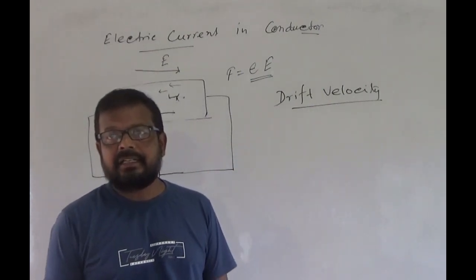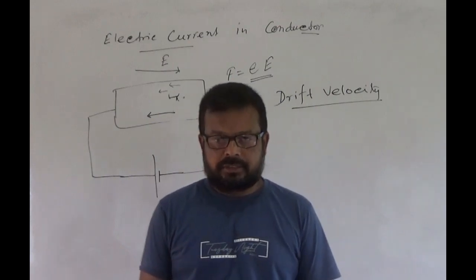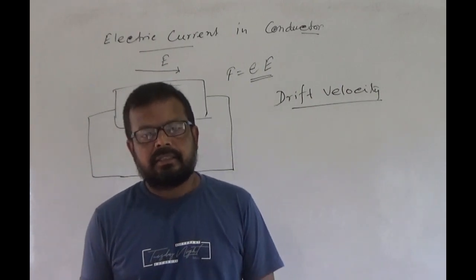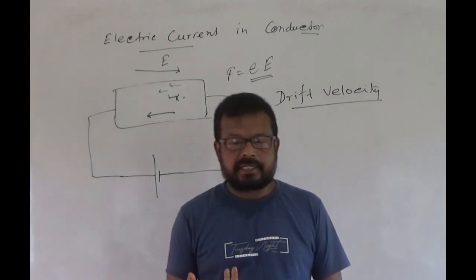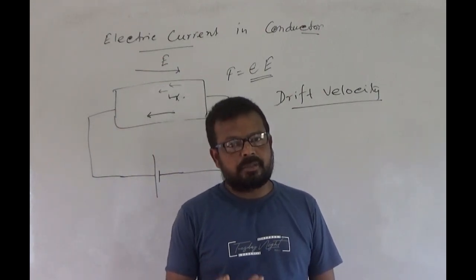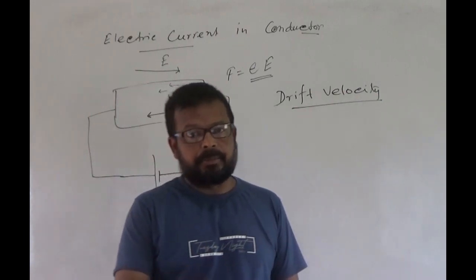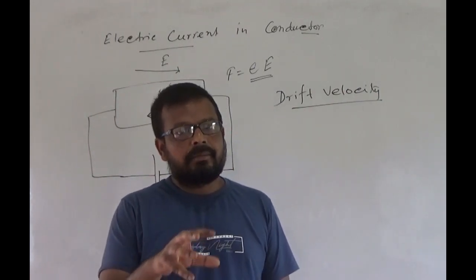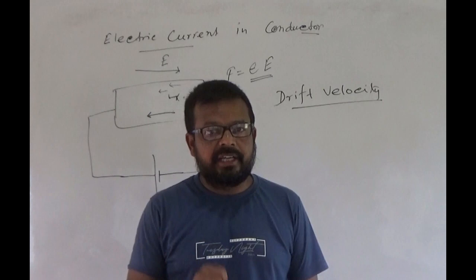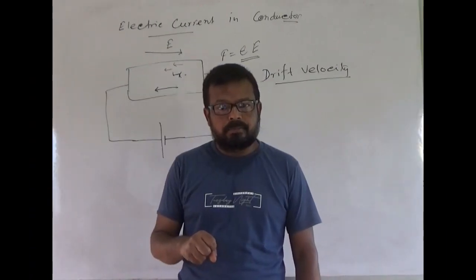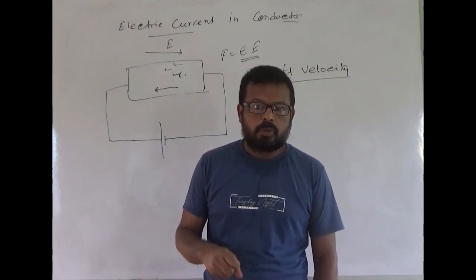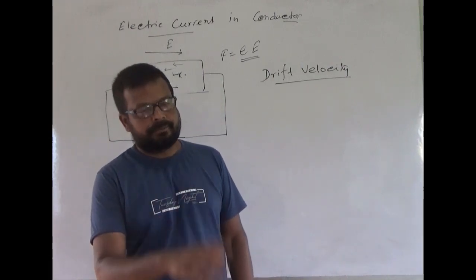Drift velocity is defined as the average velocity with which free electrons in a conductor get drifted in a direction opposite to the applied electric field. This is drift velocity. Drift velocity is nothing but a very small velocity with which a free electron tries to move within a metallic conductor in a direction opposite to the applied electric field.